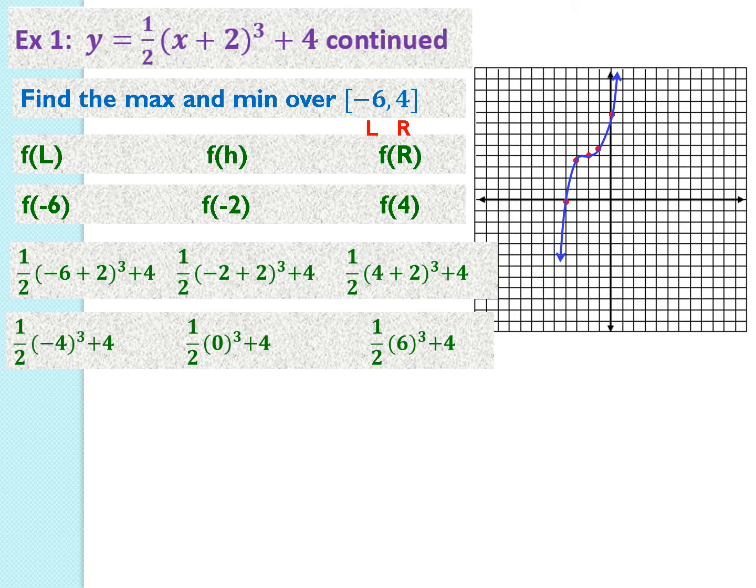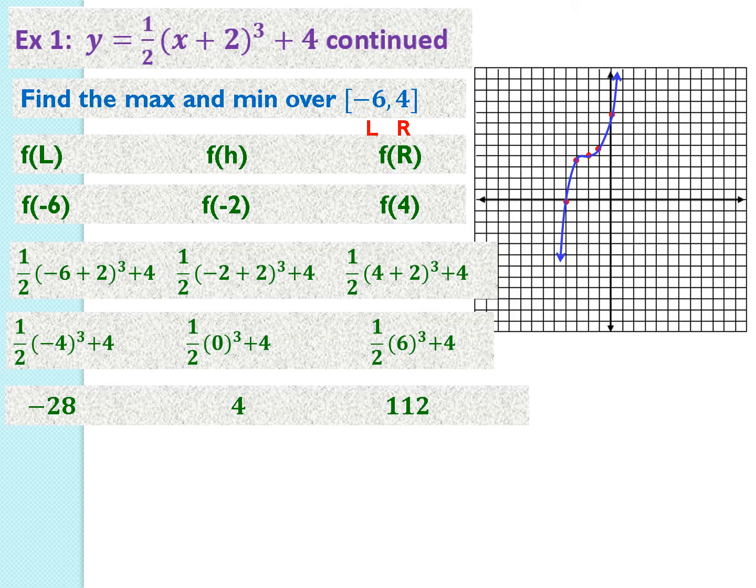But basically what you're doing is you're plugging negative 6 in. Negative 6 plus 2 is negative 4. Negative 4 cubed is negative 64. Half of negative 64 is negative 32. Negative 32 plus 4 is negative 28. And same with the remaining values. So we have negative 28, 4, and 112 when we evaluate at these three specific x values.